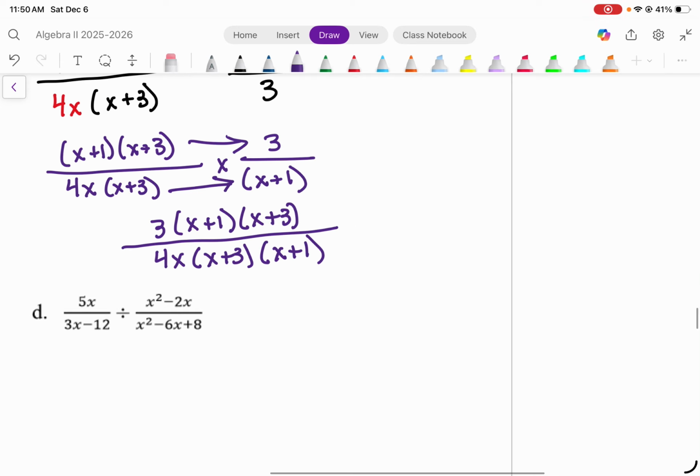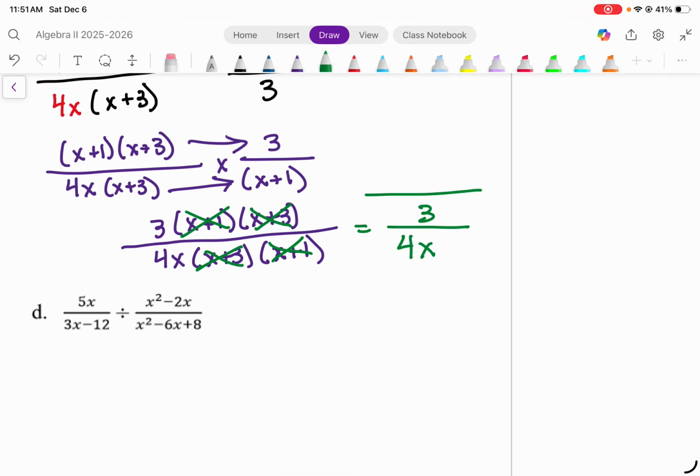After you do the operation, then we're going to simplify. So if we look, both the top and the bottom have an x plus 1 and an x plus 3. And that will leave me with 3 on top and a 4x on the bottom. That would be my final answer because there's nothing else that I can do to simplify.